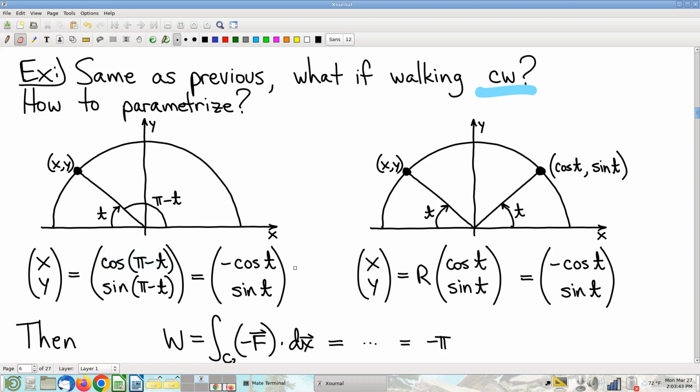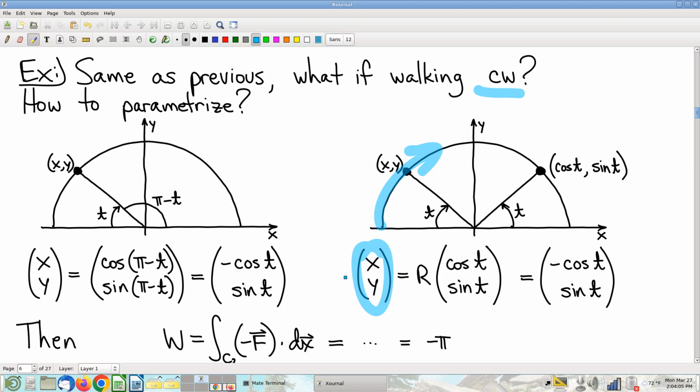Now, let me show you a different approach to parameterize this curve. Again, keep in mind, we want to parameterize clockwise. So I want to parameterize like that. I'm looking for an x, y that gives me that blue orientation on the curve.